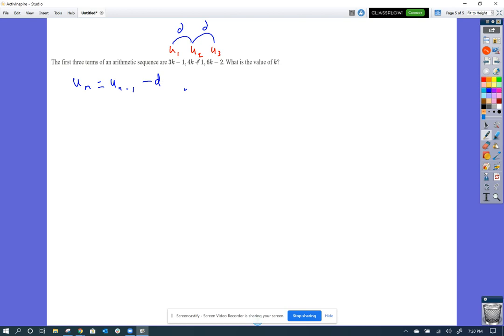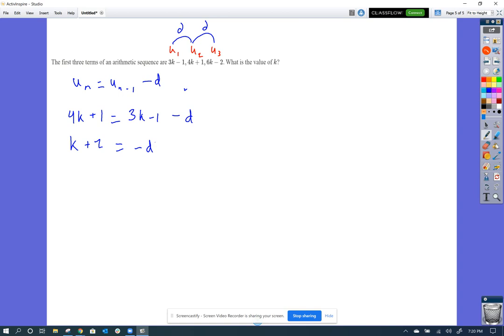So let's choose something like u sub 2 and u sub 1 because those are consecutive terms. That would be 4k plus 1 equals 3k minus 1 minus d. All right, I'm going to subtract the 3k over, add the 1 over. We'll get k plus 2 equals negative d.